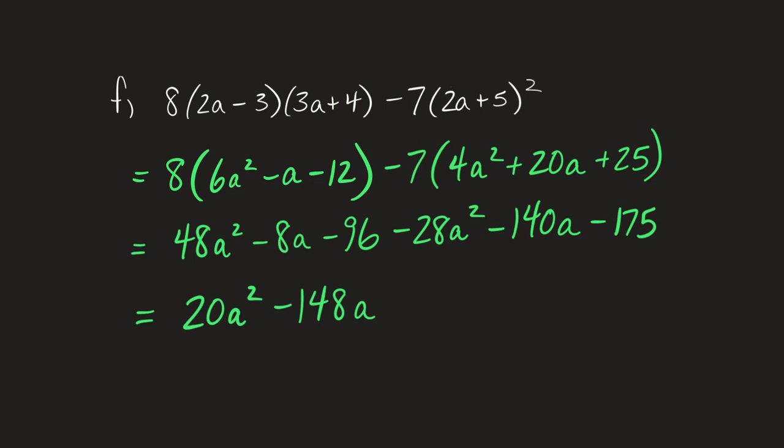Well, negative 96 is almost 100. So if I put the 100 together with the 175, then that's a 275. But it was 4 less than 100, so I've got to take off that 4. And so that's going to give us a negative 271. And there we go.